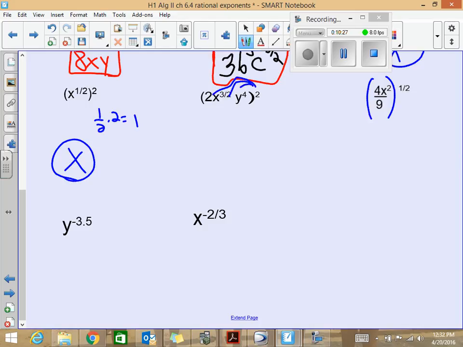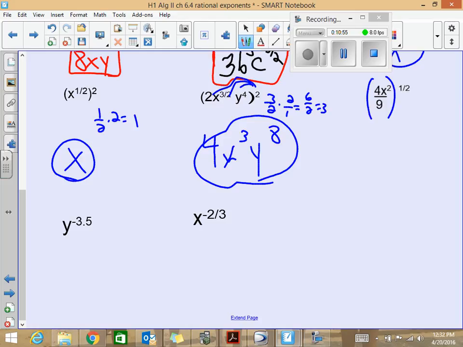So 2 squared is 4, right? x to the 3/2 times 2 is what? 6 over 2, right, or 3. So it becomes x to the 3rd. And then y to the 4th taken to the second power is y to the 8, right?